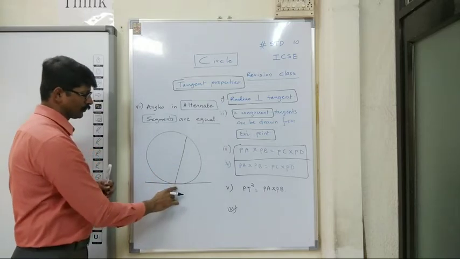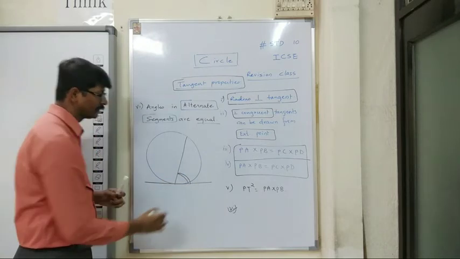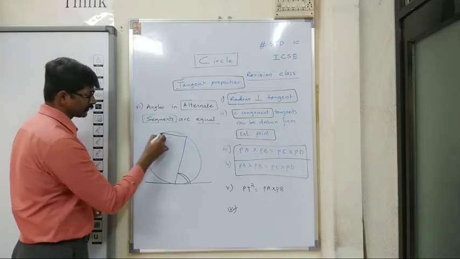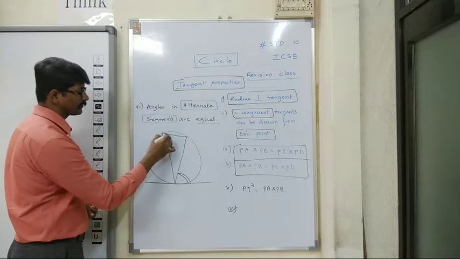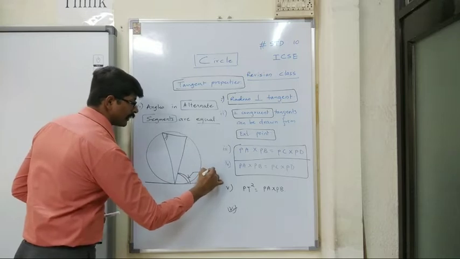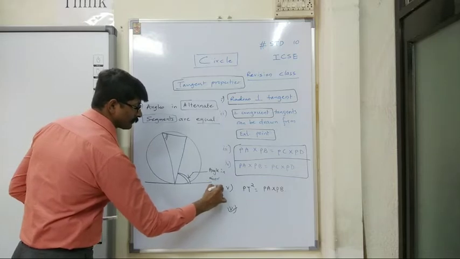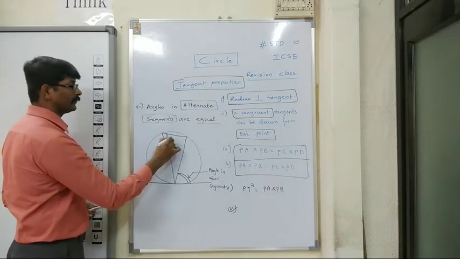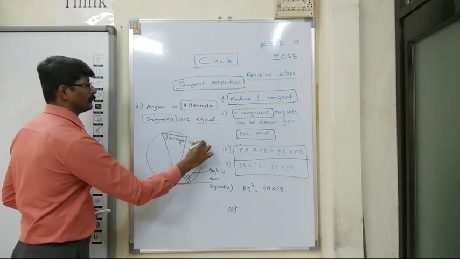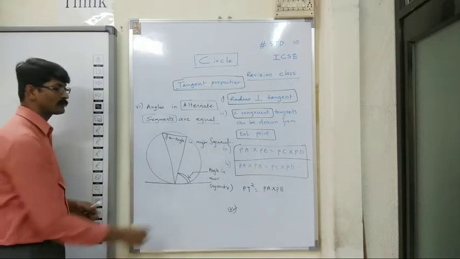Because of this chord and the tangent and the circle, we've got one minor segment. So an angle is forming over here in the minor segment. Anywhere the angle forms, let's say even over here on this side, these angle and these angles are always equal. This is called angle in minor segment. And this is called angle in major segment. So angles in alternate segments are always equal.